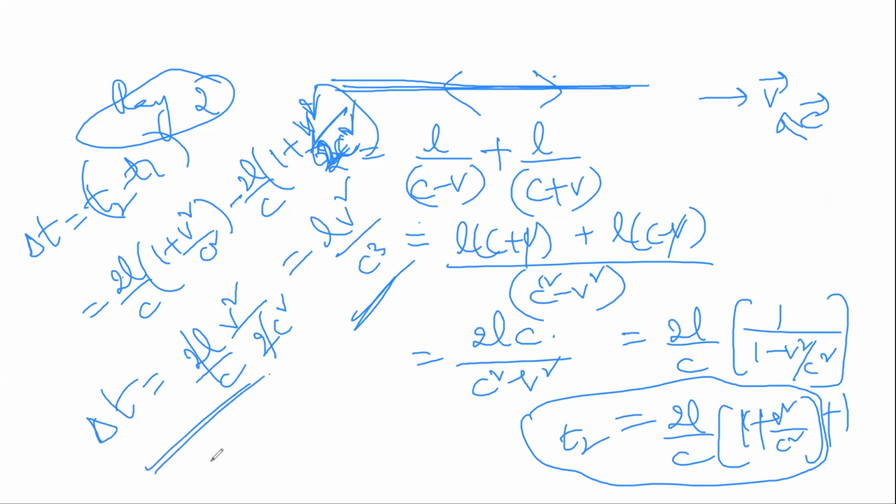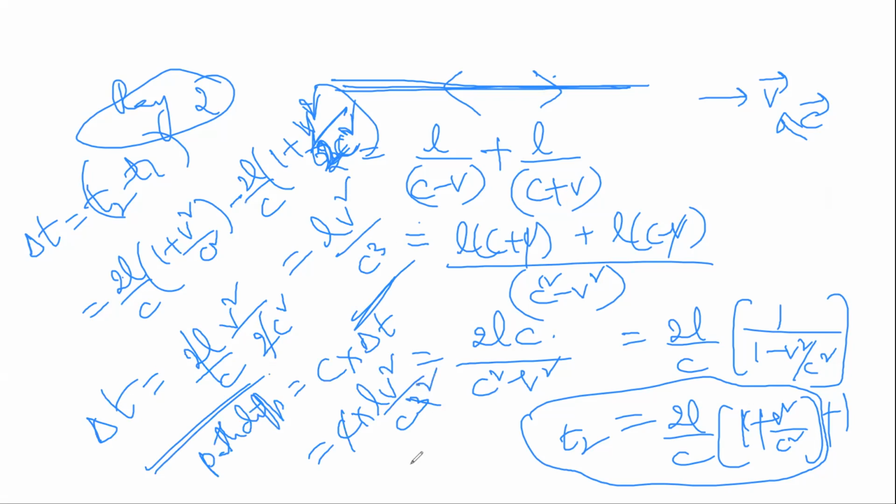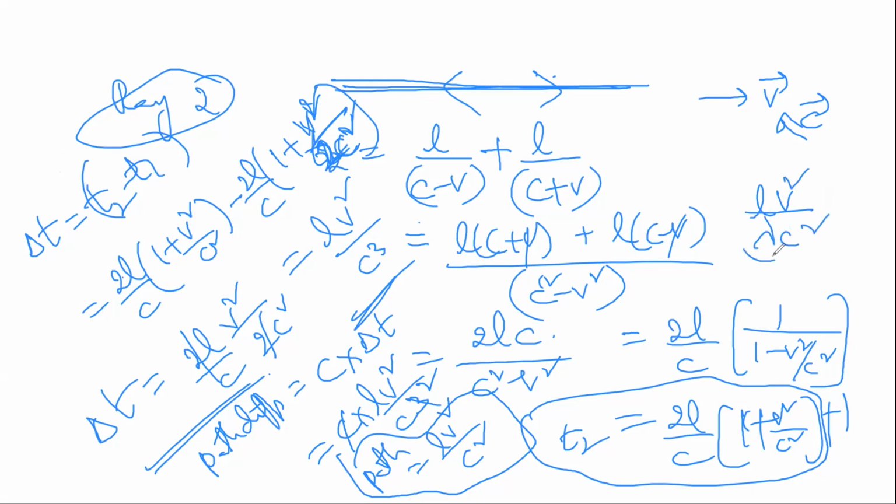So what would be the path difference? Path difference equals time difference into velocity. Velocity of light is C. So C into LV square by C cube. C gets cancelled, so LV square by C square. This is the optical path difference of the light traveled. But when we have lambda as the wavelength, then path difference will be LV square by lambda C square.